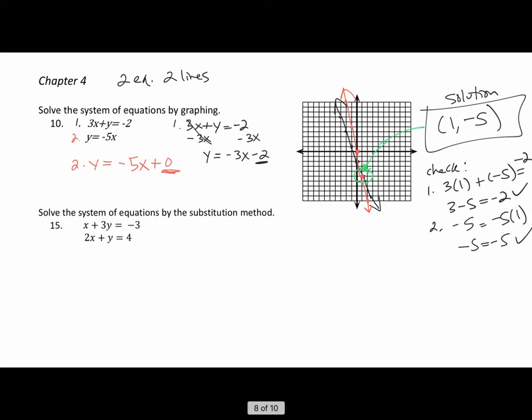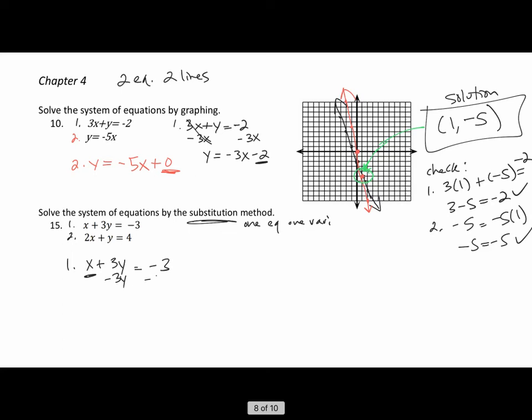For 15, we're going to solve the system by the substitution method. And so the substitution method asks us to solve one of the equations for one of the variables, and then plug that into the other equation. So I'm looking at these equations, 1 and 2. And I could use either one. But number 1, I'm going to solve for x. It's the first thing I see that there's no coefficient, so it's a good variable to solve for.